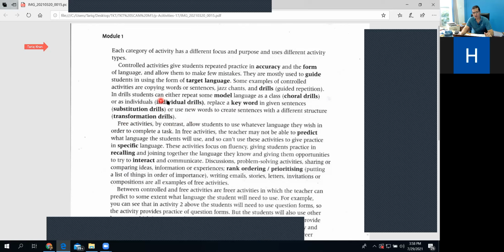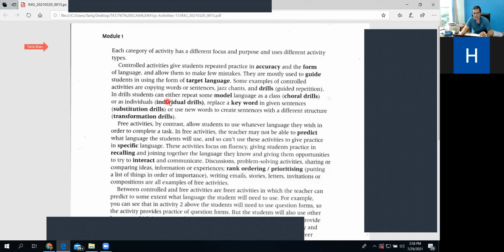Okay, so here you see the types of it are copying words or sentences. Jazz chants, you need to know what it is. I'm not explaining these because it's simply a definition you can find in the glossary, and you need to go through that. Drills like guided repetition. Drills are guided repetition guided by the teacher. So, and they are repeating.